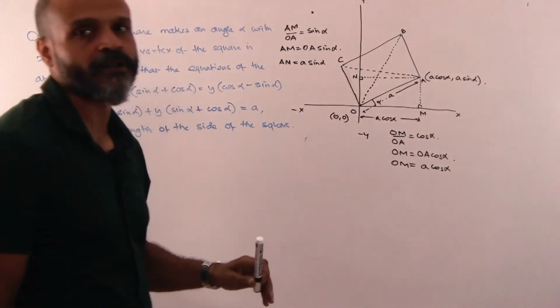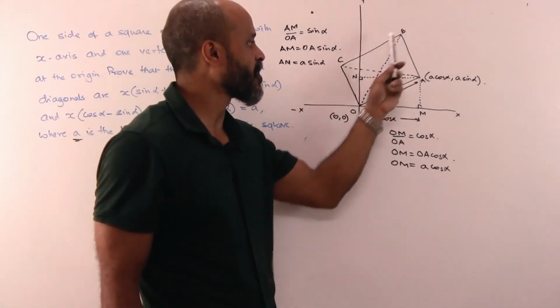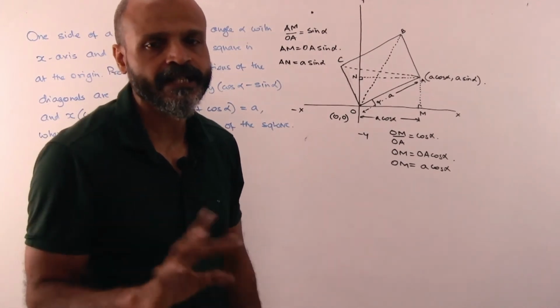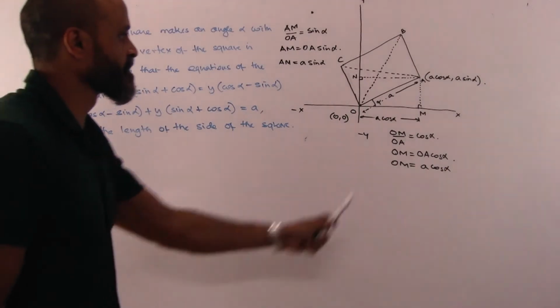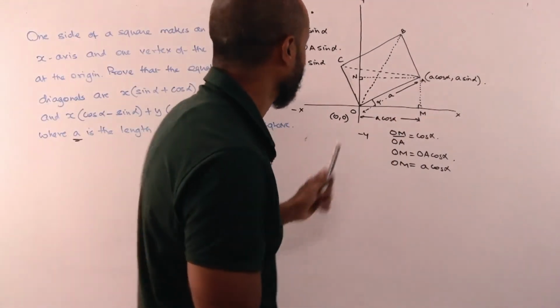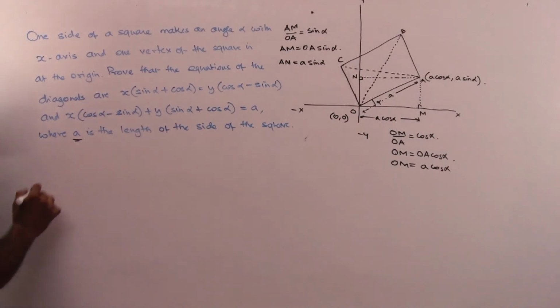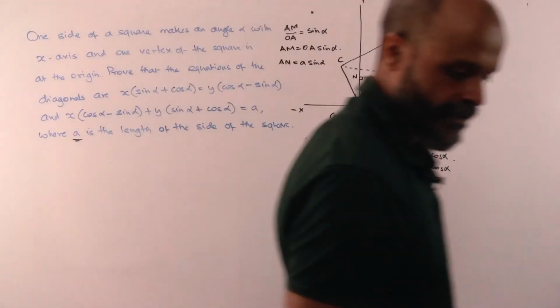These two lines are basically perpendicular to each other because we know that the diagonals of a rectangle are bisecting each other at right angles. So we will have to first find out the slope. Okay, so this is A cos alpha, A sin alpha. Are we going in the right direction?